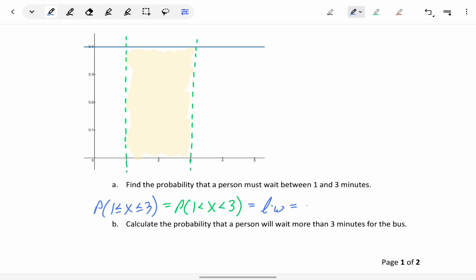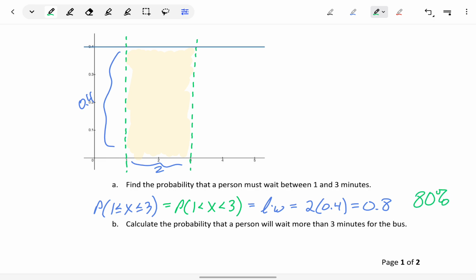This rectangular region is 2 units wide and 0.4 units tall. So we can calculate this as 2 times 0.4 or 0.8, meaning there's an 80% chance that a person would wait between 1 and 3 minutes.